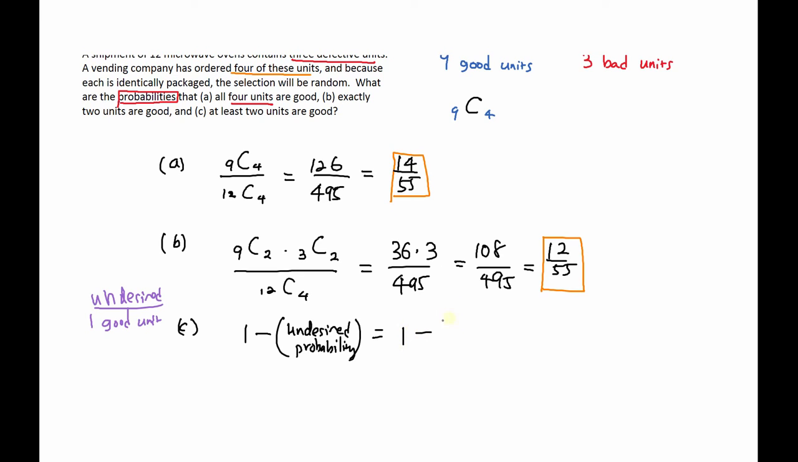So 1 minus, so what's our undesired? 1 good unit. That means we have 3 bad units. But 3 bad units has only one possible way. All 3 you can only arrange in one way. Therefore, that's gonna be 1. But 1 good unit will just take 9 C 1 like that. Okay, I can verify for you.